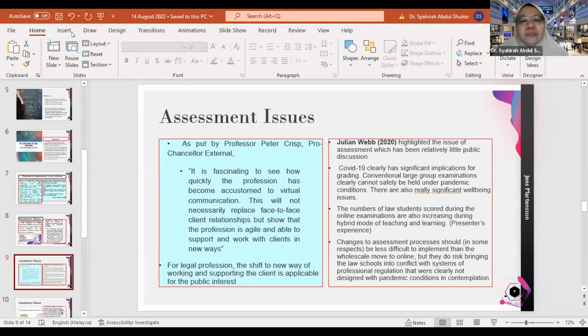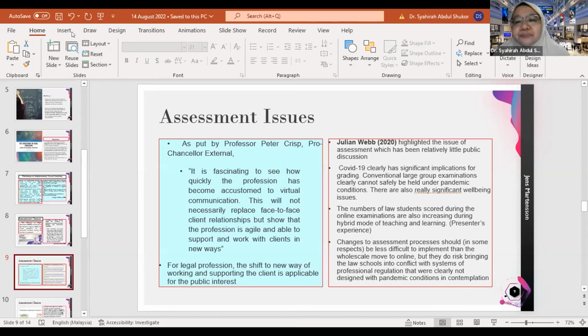But from one perspective, Professor Peter Cripps, the Pro-Chancellor External from the UK, stated that it is fascinating to see how quickly the profession has become accustomed to virtual communication. This will not necessarily replace face-to-face client relationships, but shows that the profession is agile and able to support and work with clients in new ways. For the legal profession, the shift to a new way of working and supporting clients is applicable for the world of public interest. However, Professor Julian Webb highlighted that the issue of assessment has had relatively little public discussion among the Faculty of Law.